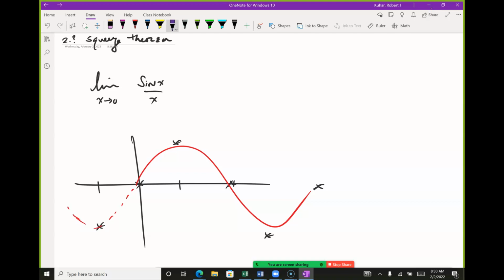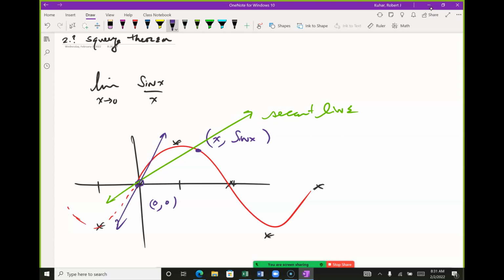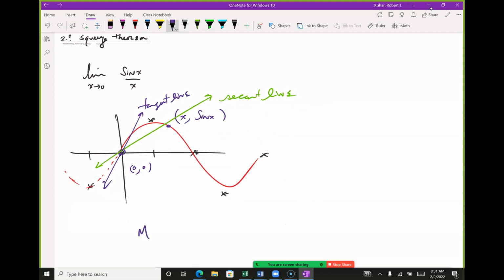And so what I'm claiming this particular limit is talking about is the limit at 0, 0, and then some arbitrary point, x, sine of x. And again, I'm looking at that secant line, right? And of course, I want the tangent line. I want this one. How we doing? We okay here? Nice. So what's the slope of my secant line? Who can tell me? What's my slope there?